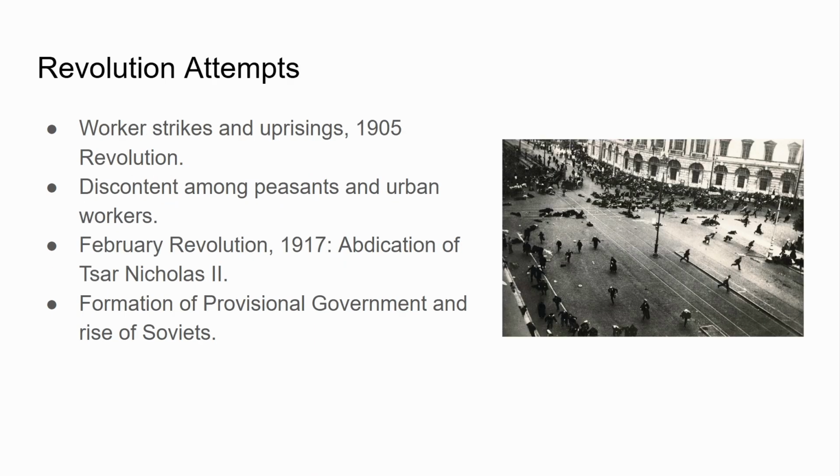Next slide. There were many attempts at revolution during this time period, but only one was successful. So we had the worker strikes and uprisings in the 1905 revolution. We had the discontent among peasants and urban workers. Then the February Revolution in 1917, with the abdication of Tsar Nicholas II, which led to the formation of a provisional government and the rise of Soviets. Next slide.